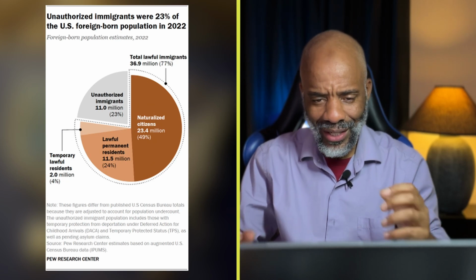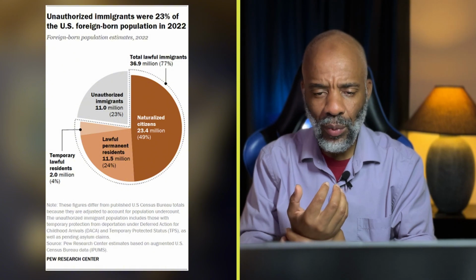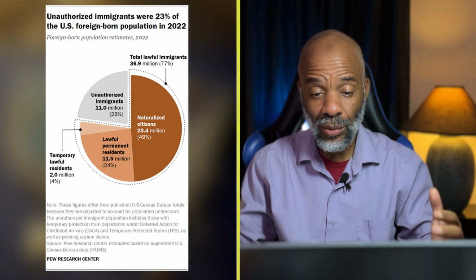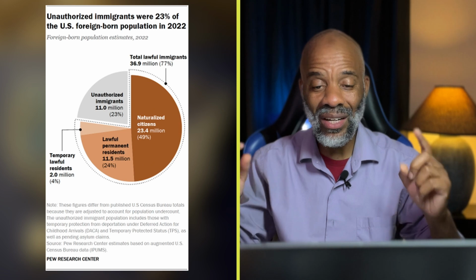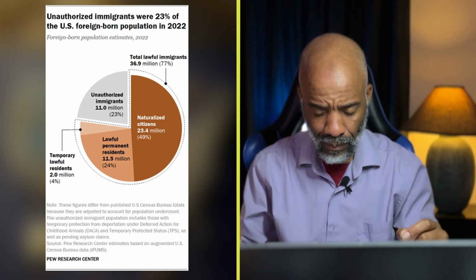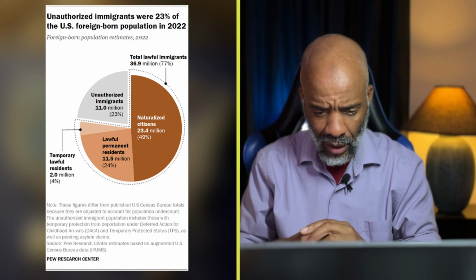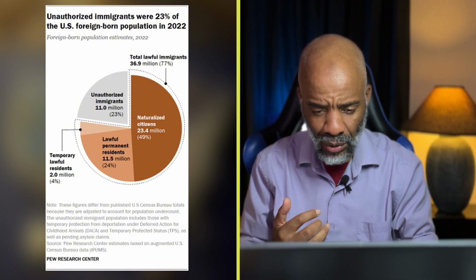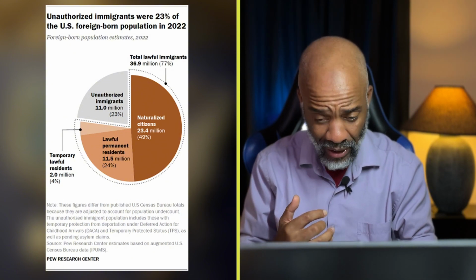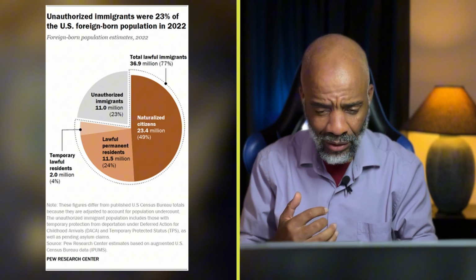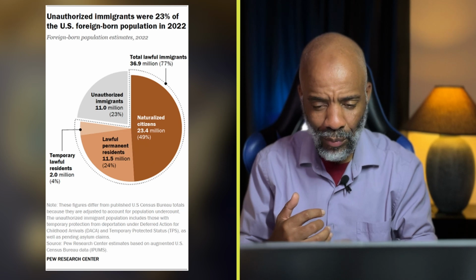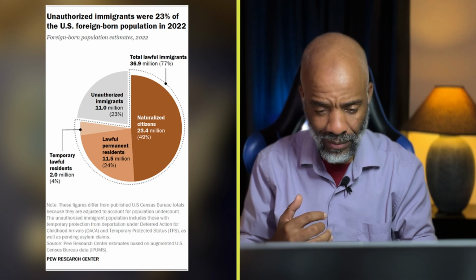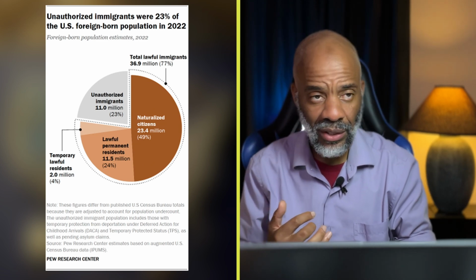So you can see here that unauthorized immigrants were 23% of the US foreign-born population in 2022. So that's 23% of the total immigrant population. These are unauthorized immigrants. As you can see at the bottom, it says the unauthorized immigrant population includes those with temporary protection from deportation under the Deferred Action for Childhood Arrivals, the DACA program, and temporary protected status, TPS, as well as pending asylum claims. So that's what's considered unauthorized.